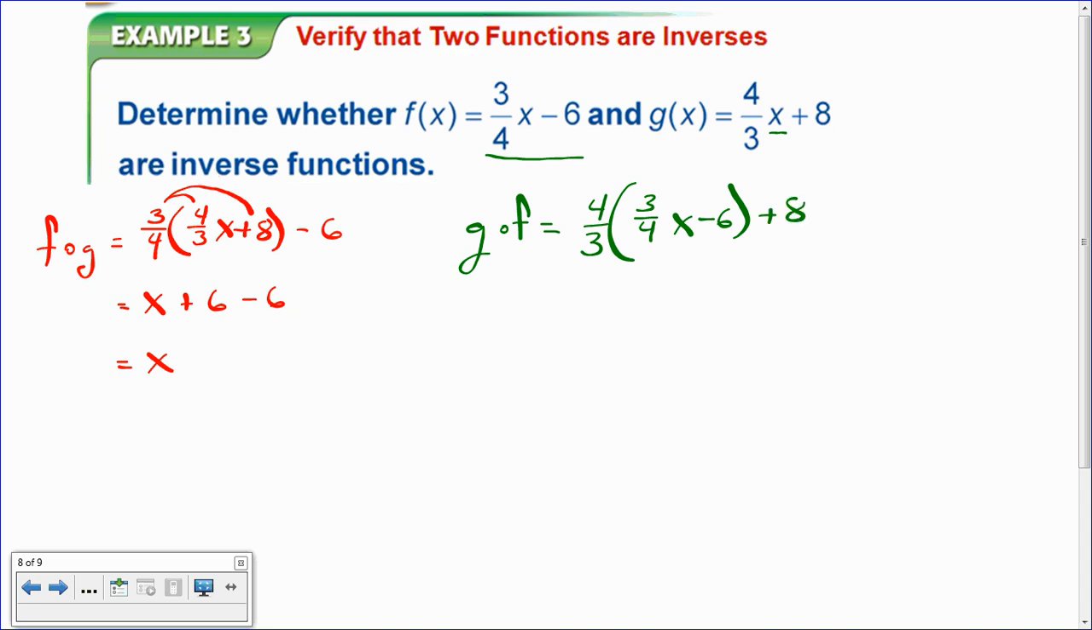And now, just like we did previously with this example, let's distribute your 4/3. So 4/3 times 3/4 x is just x. 4/3 times negative 6. All right, negative 6 divided by 3 is negative 2. Negative 2 times 4 is negative 8. And then your plus 8. And so x minus 8 plus 8 is also x. So notice here, since we've got x here and x there, then these two are, yes, inverses.